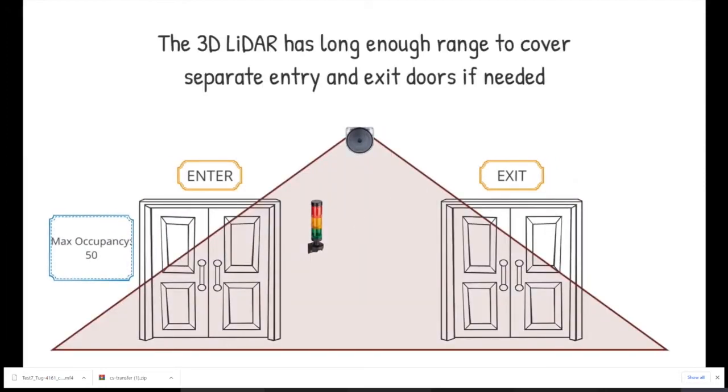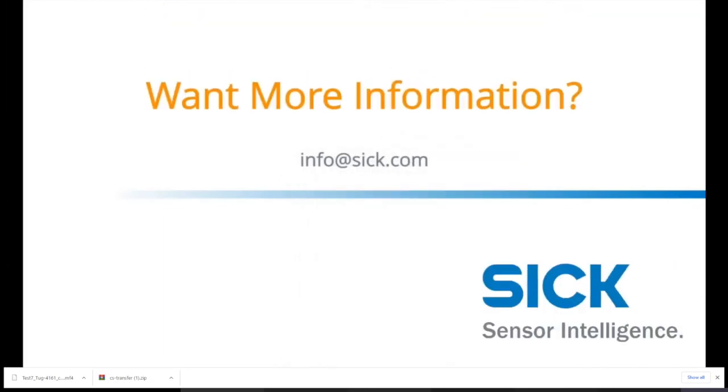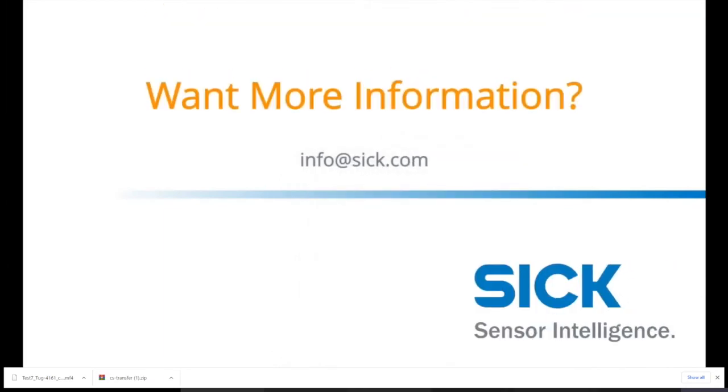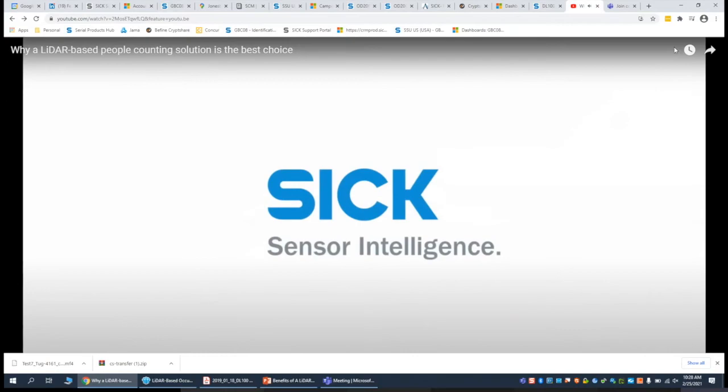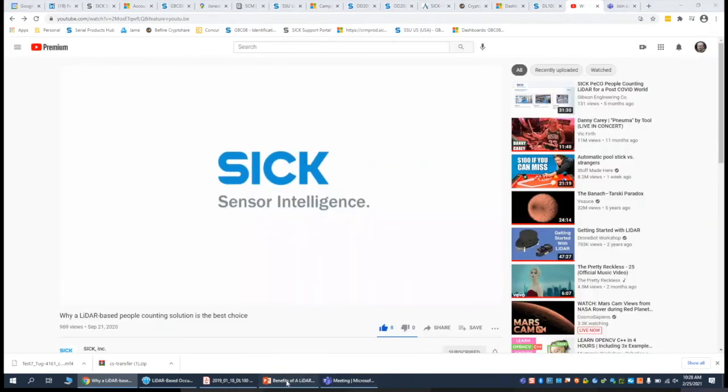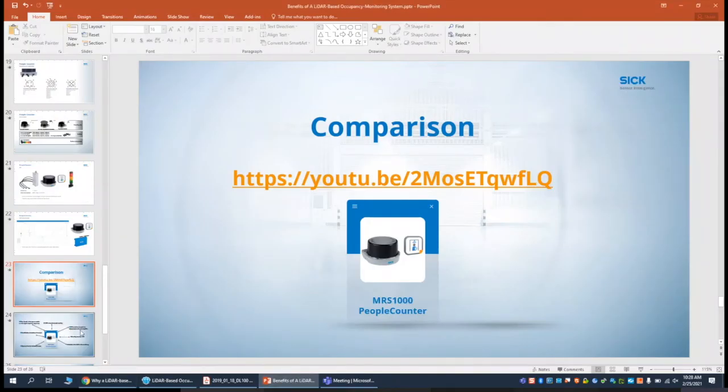And if you've got a large area, we can actually cover two doors simultaneously, which again, if you've got a laser-based system looking for just the presence or absence of people, it's going to be difficult to do two doors with a system like that.